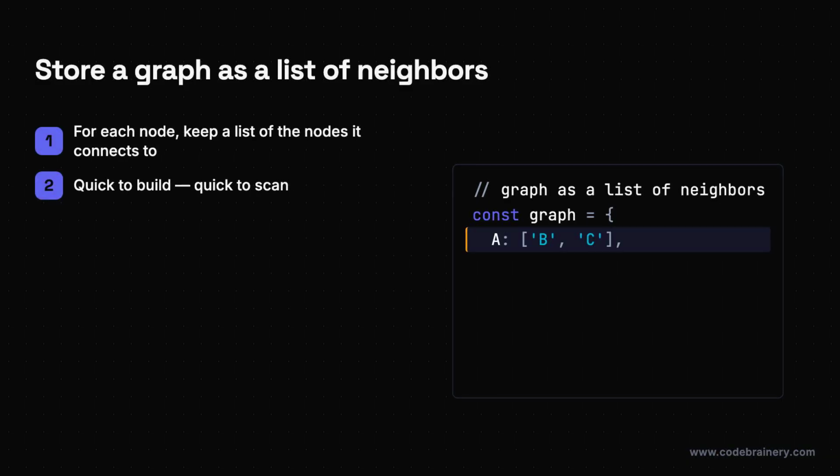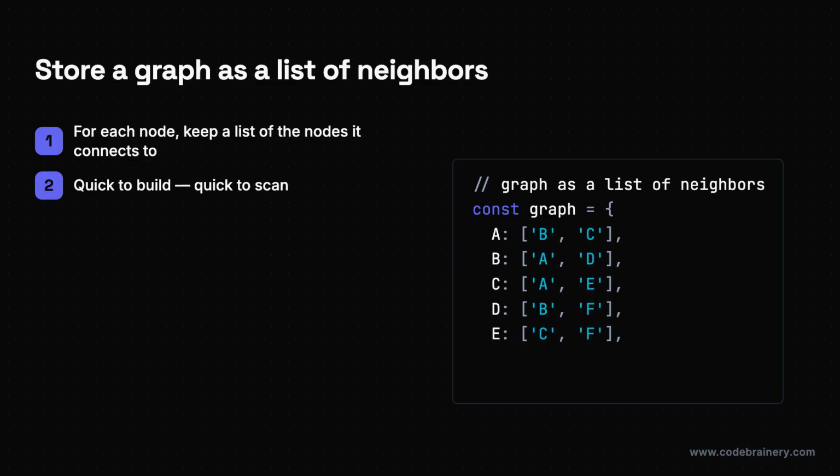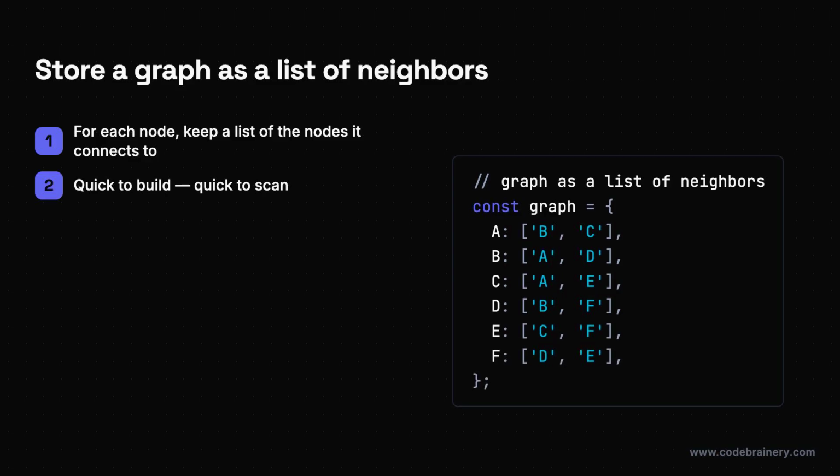In code, we usually store a graph as a list of neighbors. For each node, we keep a list of the other nodes it connects to. Quick to build, quick to scan.